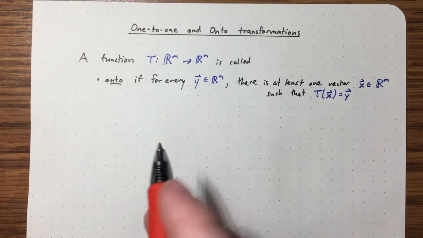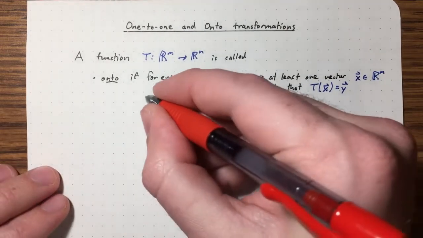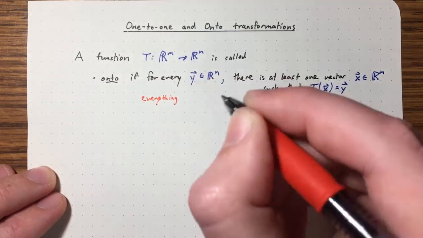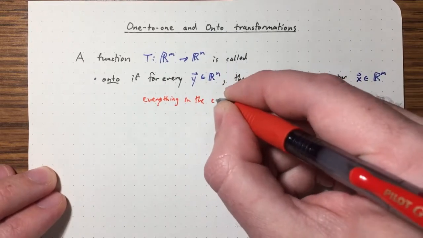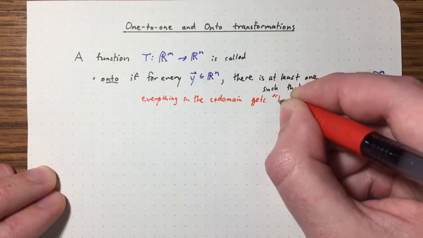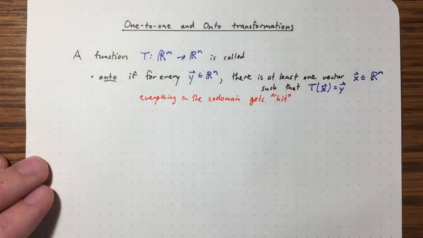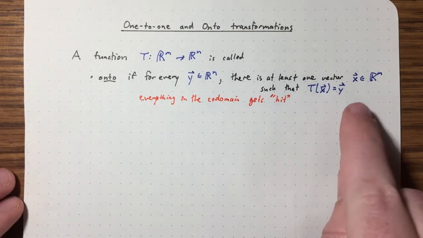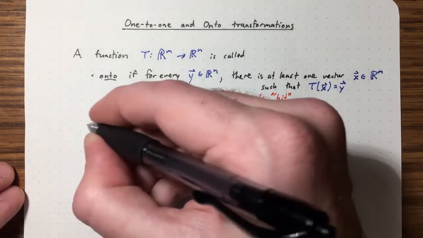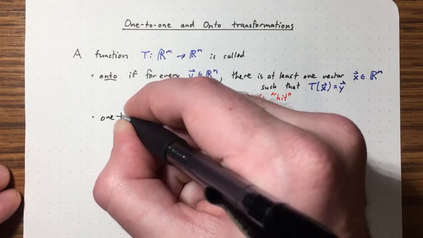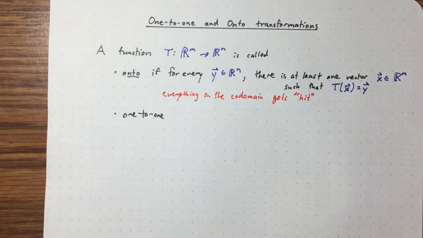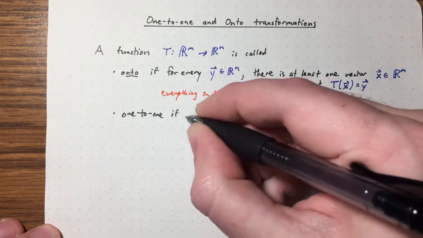So maybe if I had to phrase this a little more colloquially, I would say, everything in the codomain gets hit. Okay, so everything is the image of some vector in the domain. So that's what it means to be onto. What does it mean to be one to one? So a function from Rm to Rn is called one to one if, it's going to be a very similar sounding definition.